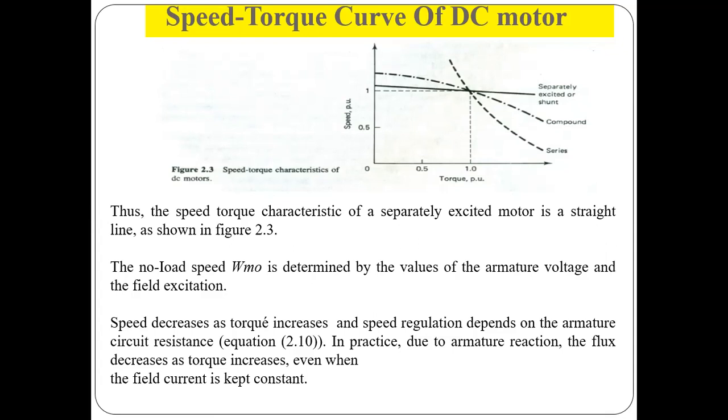The no load speed omega m0 is determined by the values of the armature voltage and the field excitation. The speed decreases as torque increases, and the speed regulation depends on the armature circuit resistance as per equation 2.10. In practice, due to armature reaction, the flux decreases as torque increases, even when the field current is kept constant. So this is all about the speed torque curve of the DC motor.